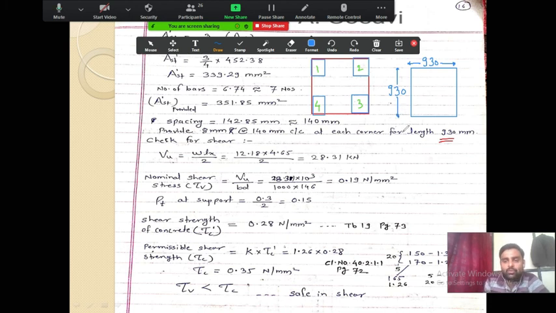How do we calculate the length? To calculate the length, we know that it is Lx by 5. Lx is 4.65 m, so 4650 mm divided by 5. If you do this, you will get the value as 930 mm. And from this also you can calculate the spacing.